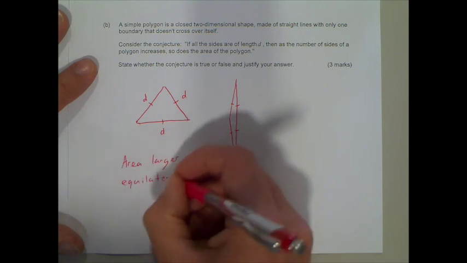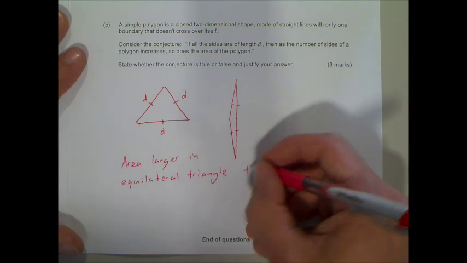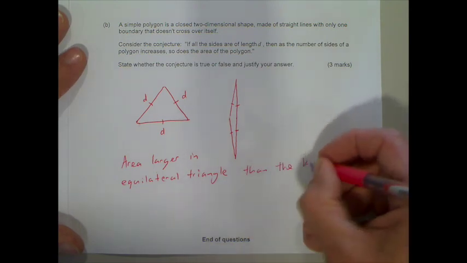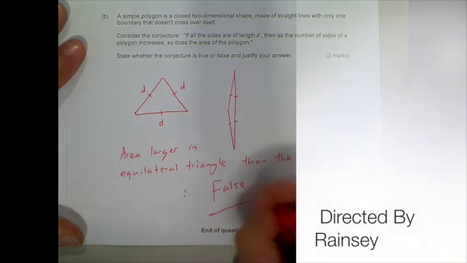So we didn't have to prove anything here by using algebraic means. We didn't have to find the area of each of these shapes. We can clearly see through a visual that it's not going to be the same area, so it's false.